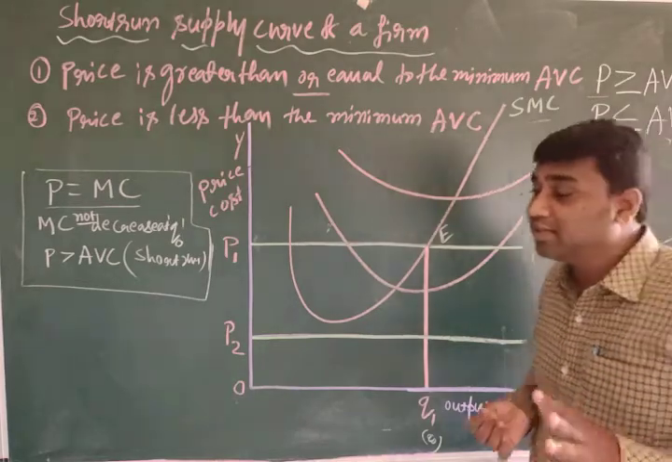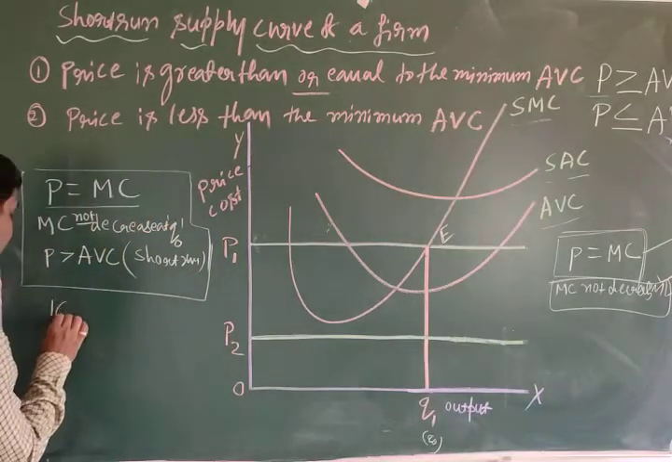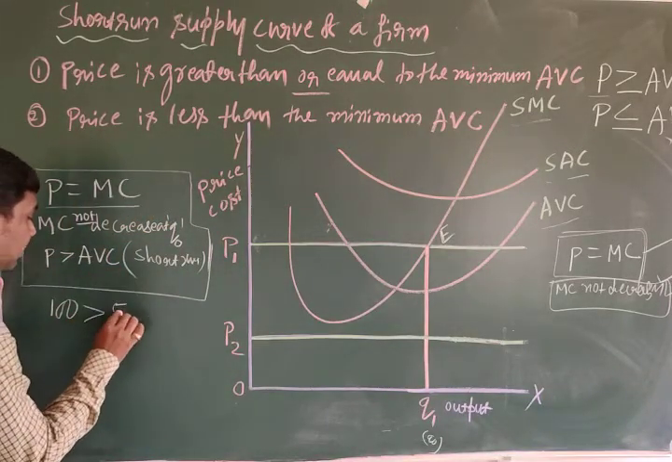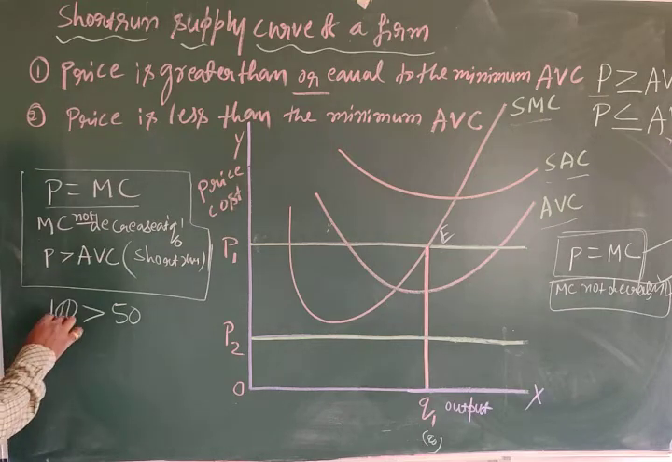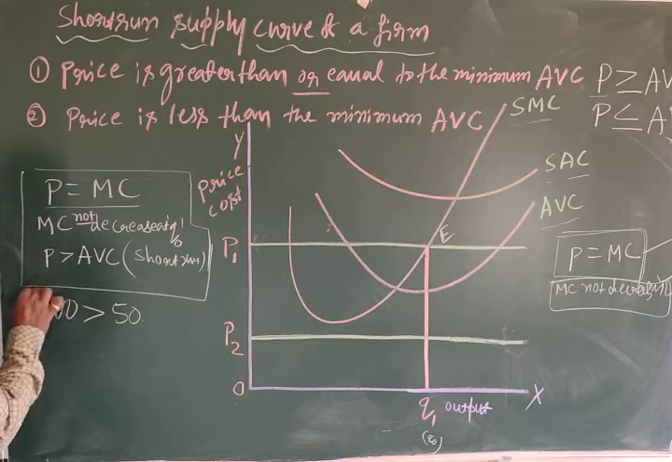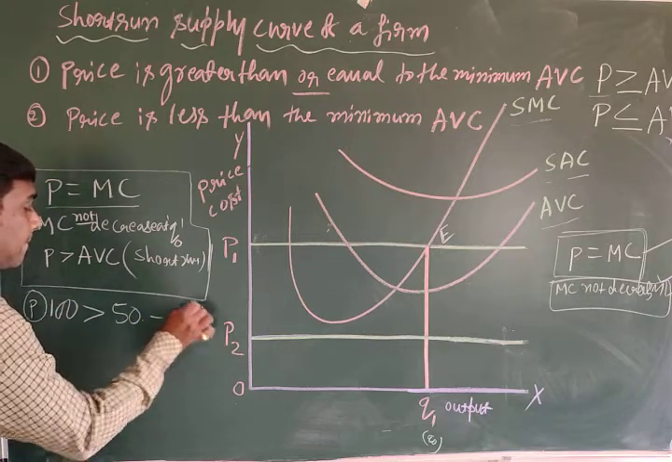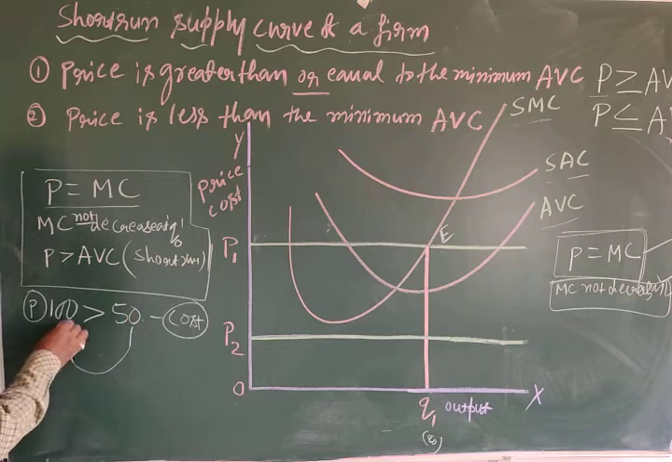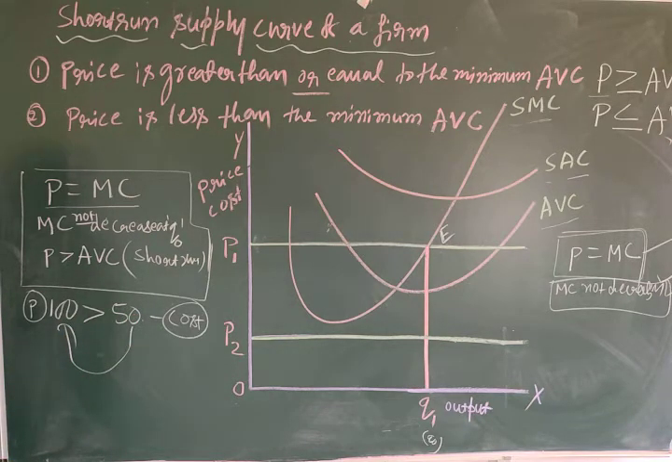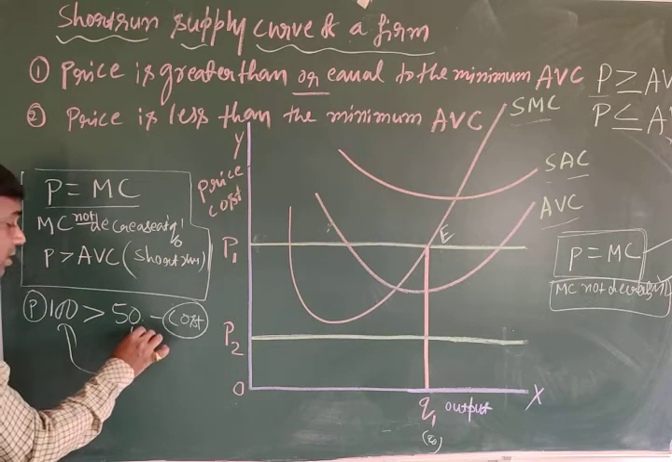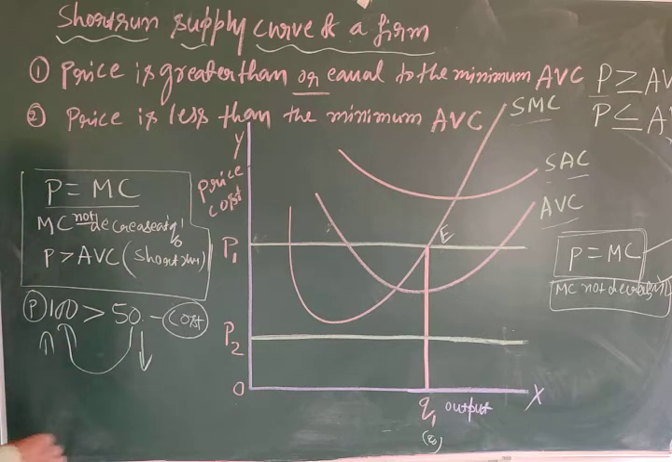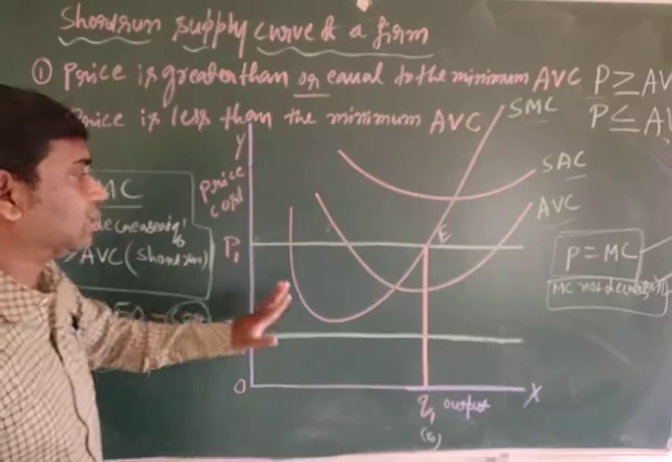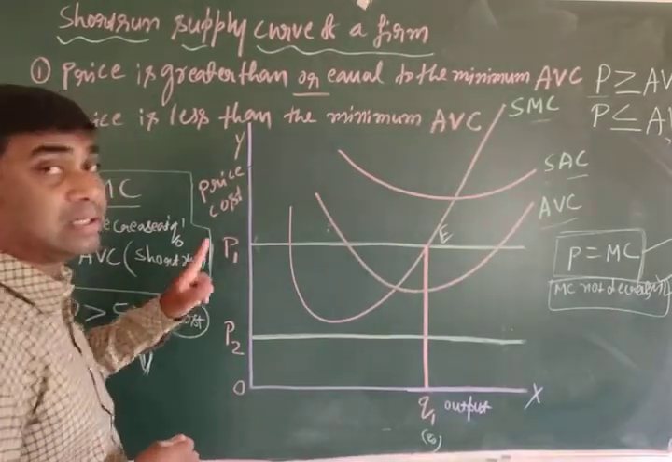That means if the price is 100, just imagination, and AVC is 50, then the price is greater than 50. That time only the firm will get more profit, because the price is 100 and the cost is 50. Right? When the cost is less, profit will be more. When the price is increasing, profit will be more. Always the firm wants cost minimization, profit maximization. How to understand clearly? We are discussing the third condition: price should be greater than AVC.